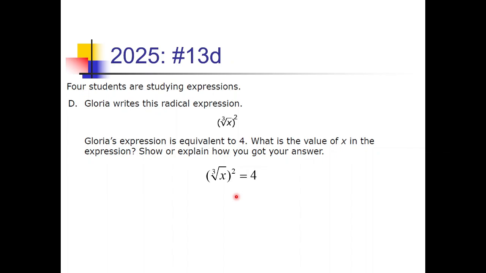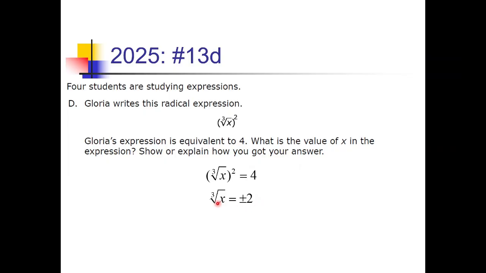So first thing I'm going to do is to get rid of the square, I'm going to square root both sides of the equation. But I have to be careful when I do this, because when we square root equations, unless we have some compelling reason to think otherwise, we always end up with a positive and a negative root. So I'm going to write cube root of x equals plus or minus square root of 4, so plus or minus 2.